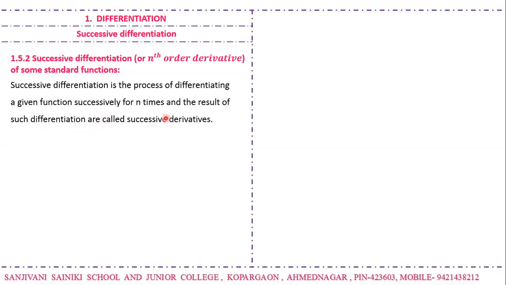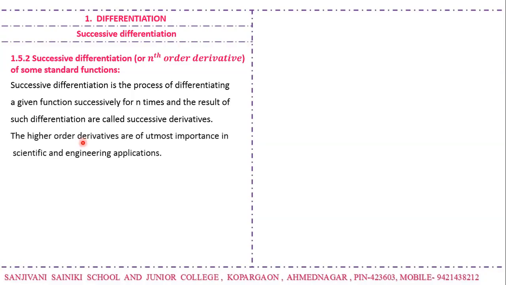Means first we find the first derivative, then we find the second order derivative, then go to the third order derivative, then go to the fourth order derivative, and so on. This process is called successive differentiation.